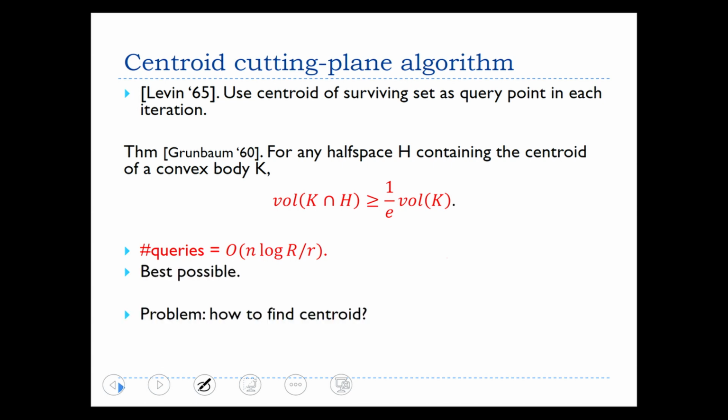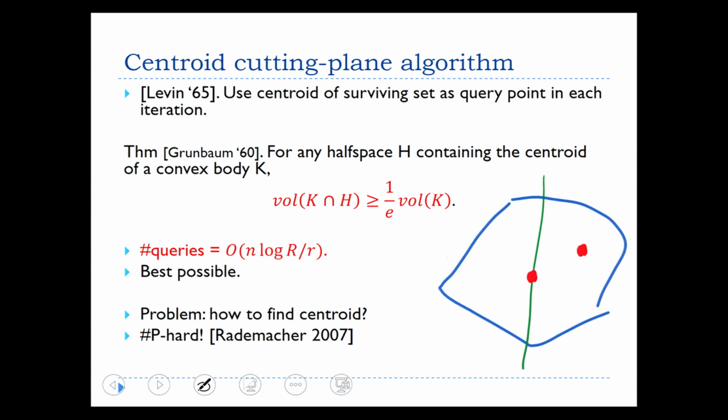The trouble, though, is that finding the centroid itself is a computationally intractable problem. It's what's called #P-hard. If you could solve it, you could count the number of solutions to a 3-SAT formula or a k-SAT formula and so on, things for which we have no idea how to do.